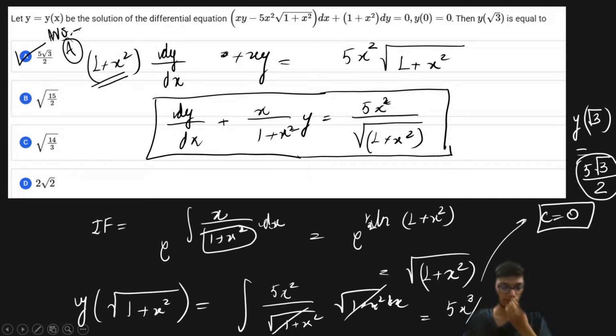I hope this part is clear to all of you. Please let me know if this part is clear or not. Is this part clear to all of you? Are you all getting the answer as option number A?